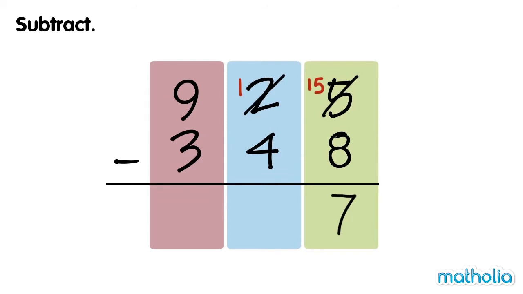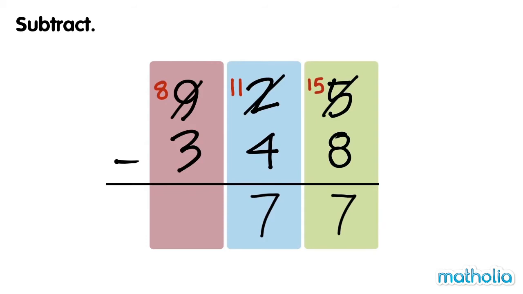Next, we subtract the tens. We cannot subtract 4 tens from 1 ten, so we regroup 1 hundred into 10 tens. Now we have 8 hundreds and 11 tens. Now we can subtract the tens. 11 tens minus 4 tens equals 7 tens.